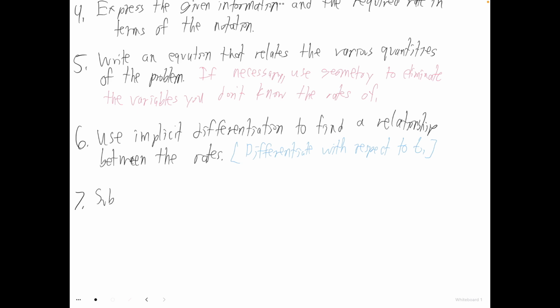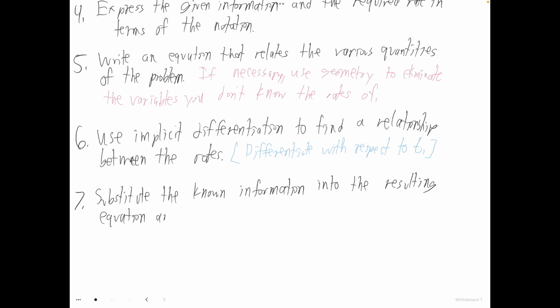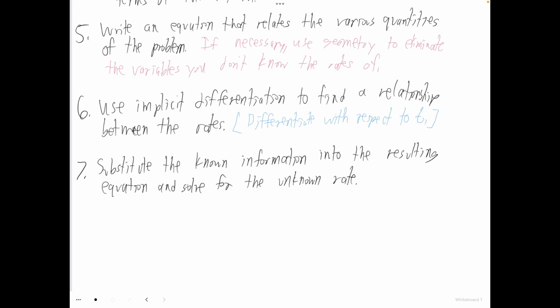But you could use something similar if you had one variable affecting multiple things. And then step 7 is substitute the known information into the resulting equation and solve for the unknown rate. So this is basically plug all of your numbers in. So plug all the stuff you have in, solve for the value you care about.